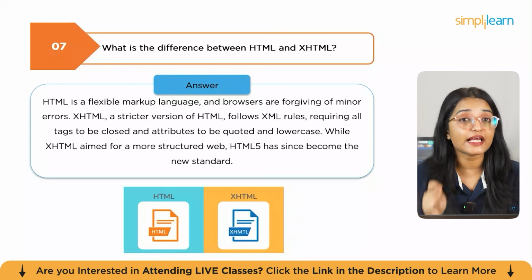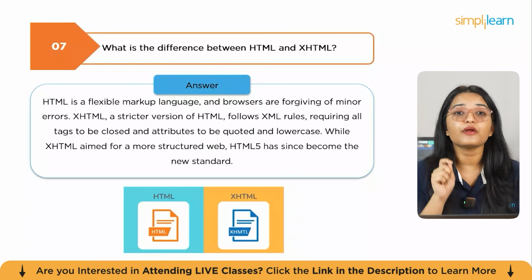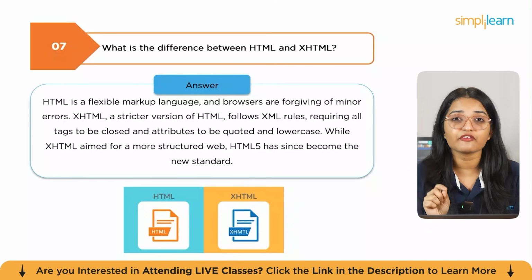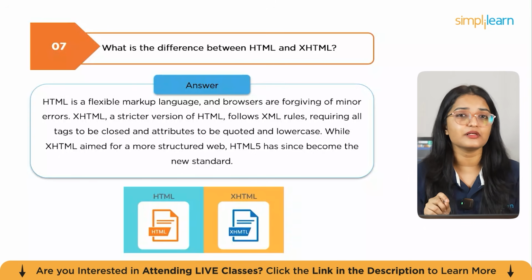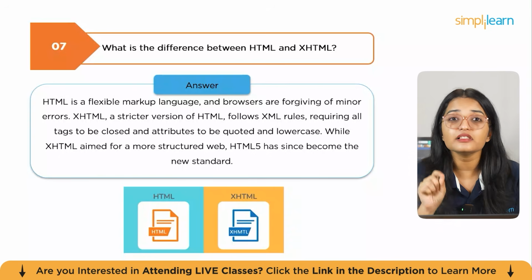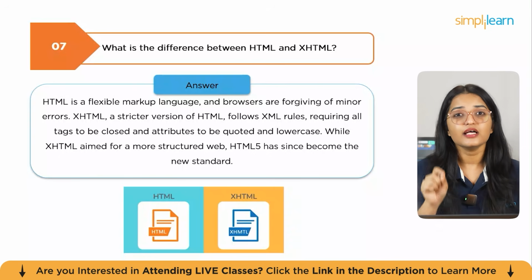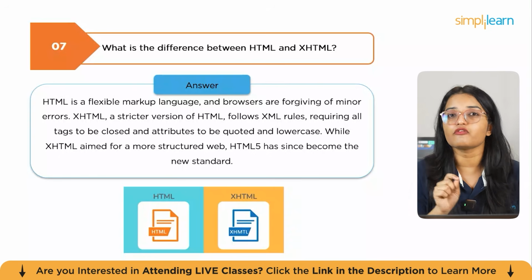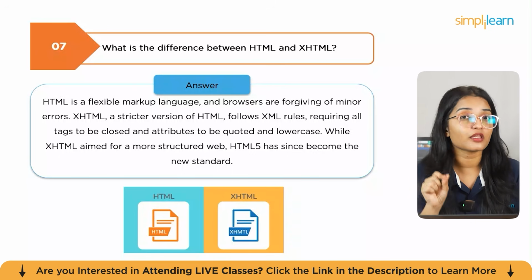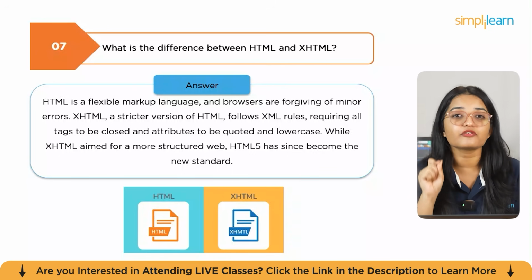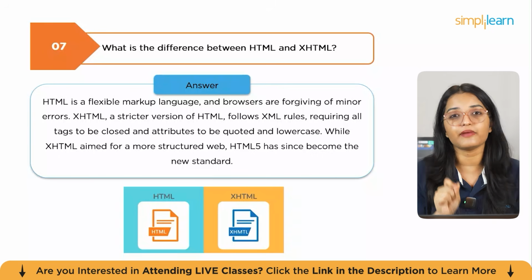It is a more flexible markup language, and browsers are generally forgiving for minor syntax errors. On the other hand, we have XHTML, which stands for Extensible Hypertext Markup Language. This is a stricter version of HTML that adheres to the rules of XML. Now, what is XML? XML stands for Extensible Markup Language.